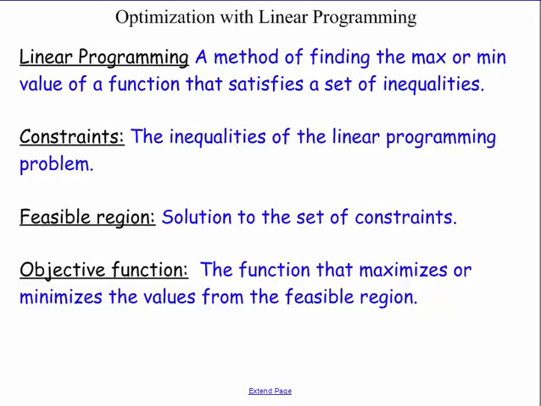Today we're going to be talking about optimization with linear programming. Linear programming is a method of finding the maximum value of a function that satisfies a set of inequalities. You're going to have the inequalities, which we call constraints, and the feasible region, the region that we graph. When we graph our constraints, that's going to be our feasible region, and then our objective function is the function that maximizes or minimizes the values from our feasible region.